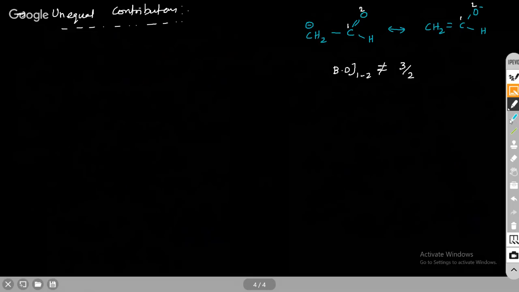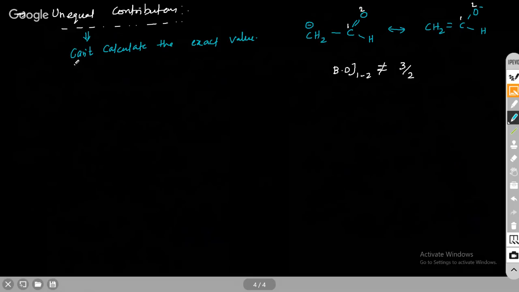First thing is what? In case of unequal contributors, we cannot calculate the exact value of bond order. Exact value we cannot calculate, but we can compare, because the distribution of electron is not equal, it is unequal contributors, so we cannot take the average. Okay.